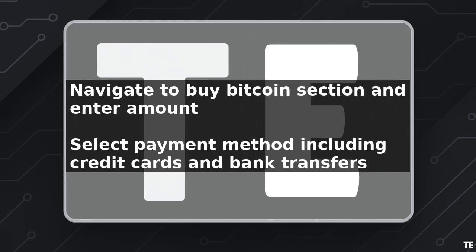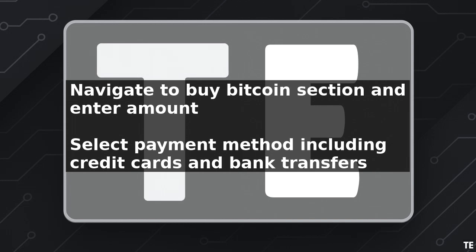Once your account is verified, you can navigate to the Buy Bitcoin section of the app. Here, you can enter the amount of Bitcoin you want to buy and select your payment method. Zengo Wallet supports various payment methods including credit cards, debit cards, and bank transfers.